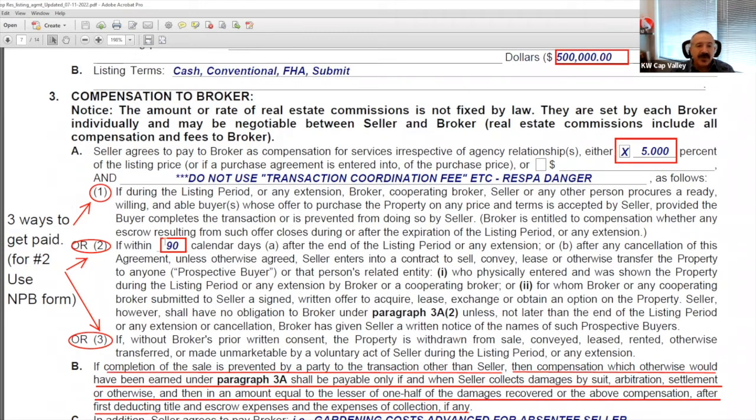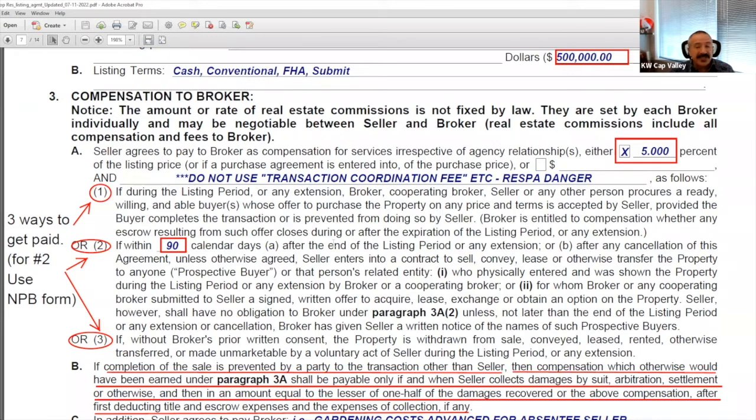How do you get paid? Well, one, you sell the property, you get paid commission for selling the property. And that says, if during the listing period, an exception or any extension, broker or cooperating broker, seller, or any other person procures a ready, willing, and able buyer whose offer to purchase the property on any price and terms is accepted by the seller.